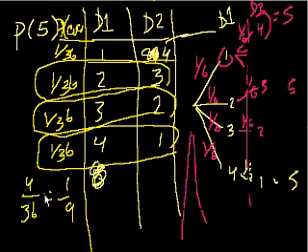So I just wanted to show you that you don't have to draw a grid. You could do a tree. You could do a little table like this and say, what are the ways I can get 5, and what's the probability of each of these, and then sum them up. They all work, and at different times, different methods will be more useful.